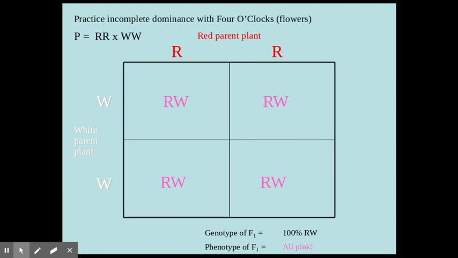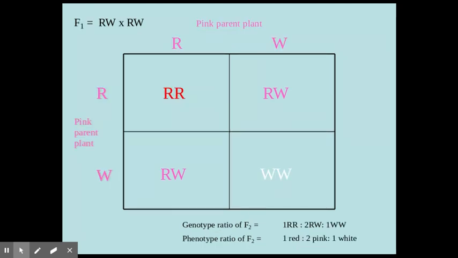So if we do the white and the red, and we put them across, one across the top, which is big R for red, and one down the side, which is the big W. When we have these, we don't have any lowercase letters. Both of them are going to be capitalized letters. And that means that they're 100%, in this case, RW, which would be pink, and that would be your F1 generation. Then if you took two pink and combined them, which is combining two of your F1 generation, you're going to get 1 red to 2 pink to 1 white. So it's a 1 to 2 to 1 ratio.